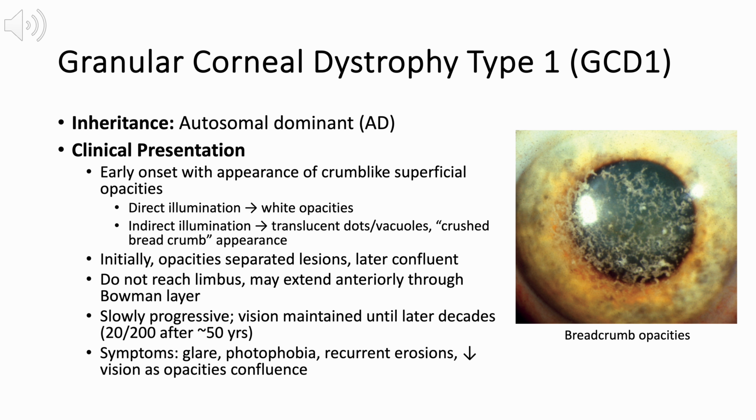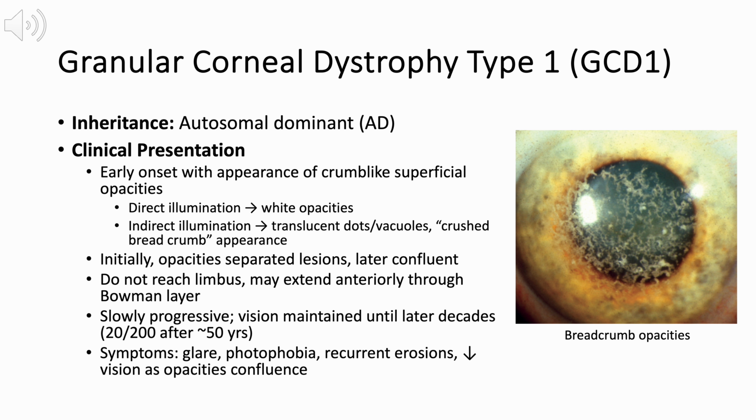Under direct illumination, these appear as distinct white opacities, whereas under indirect illumination, they take on a more translucent appearance, with dots and vacuoles that look like crushed breadcrumbs. Initially, the opacities are well separated, but with time, they become confluent. Importantly, they typically do not extend all the way to the limbus, but they can extend anteriorly through the Bowman layer. The disease is slowly progressive.